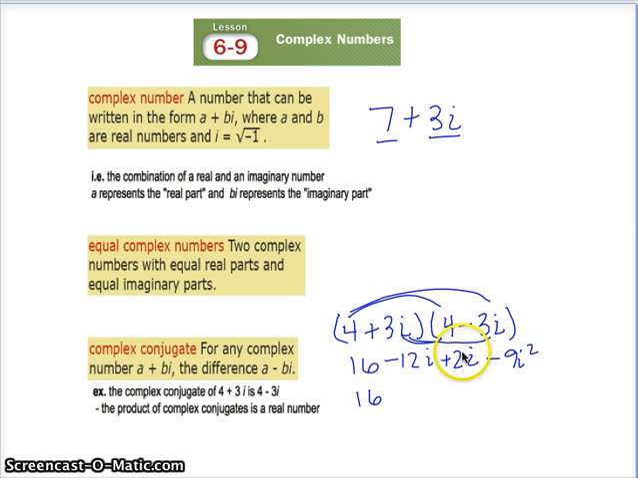Simplifying, I get 16, and check this out, my middle terms here cancel, and I'm left with 16 minus 9i squared. Now remember, a review from imaginary numbers, i squared equals -1. So this is really 16 minus 9 times -1, which turns into 16 plus 9, or 25. So, by multiplying the complex conjugates together, I was able to get a real number. And again, this will be very helpful when we start simplifying.